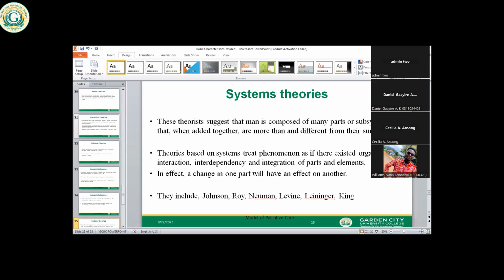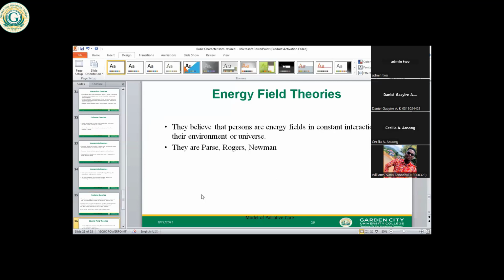So that is the systems theory. Then we have the energy fields theory. With the energy fields, they also believe that the individual is made up of energy fields. And it's from this theory that we have those who deal with acupuncture. You see, they are able to tell specific parts of the body and how they can bring about ill health. So energy fields theories believe that individuals are energy fields.